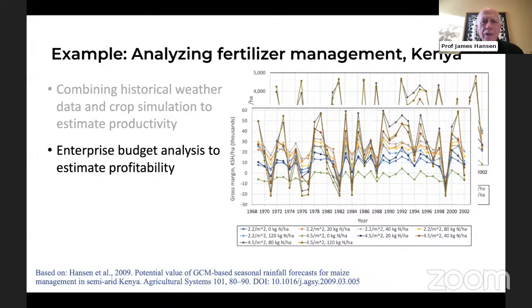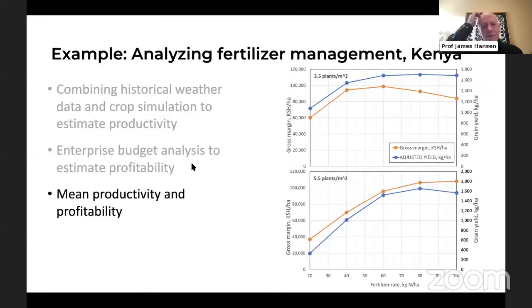So now if we've gone through this exercise, we have the information needed, for example, to calculate and graph mean productivity, the blue line, and mean profitability, the orange line, and how they respond, for example, to fertilizer rate. The top graph is a lower planting density, the bottom graph is a higher planting density. So it's then easy to find out what is the level of fertilizer that will maximize yields. Well, at the higher planting density, yields kept on going up to 100 kilograms per hectare.